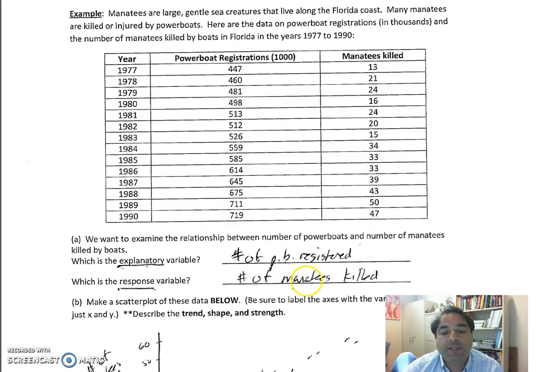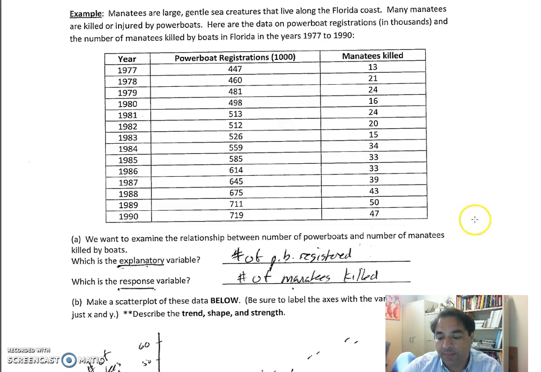And the response variable would be the number of manatees killed. This would be our Y. So we're trying to see if there's a relationship between how many powerboats are registered and how many manatees are killed. That's step 1. Again, we're not going to run to our calculator yet. Step 2, we're going to work on making our scale.